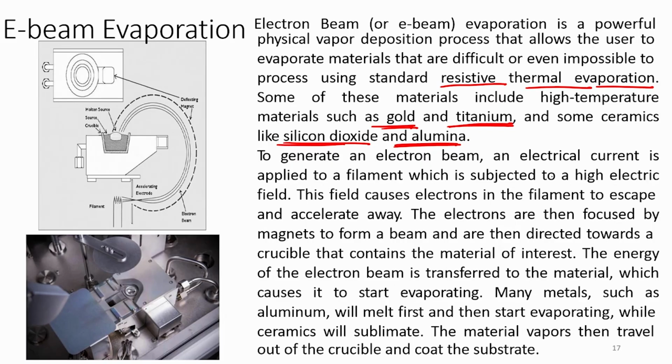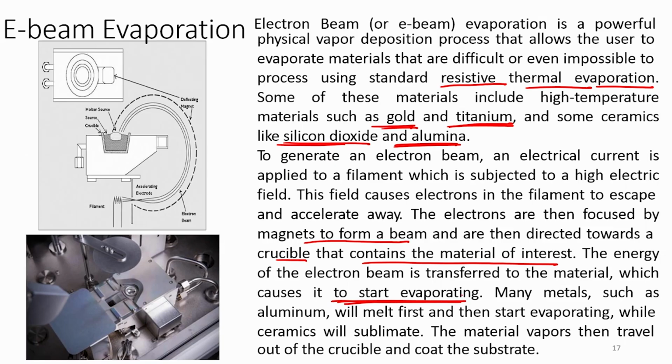To generate an electron beam, an electrical current is applied to a filament which is subjected to a high electric field. This field causes electrons in the filament to escape and accelerate. The electrons are then focused by magnets to form a beam and are then directed towards a crucible that contains the material of interest. We have just discussed this, right. The energy of the electron beam is transferred to the material which causes it to start evaporating.